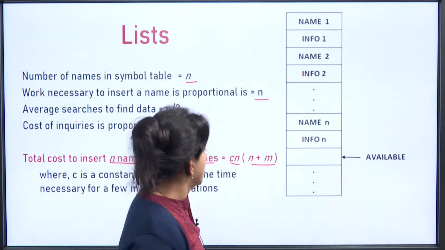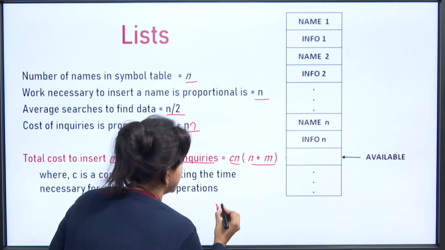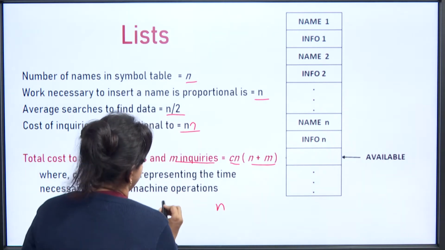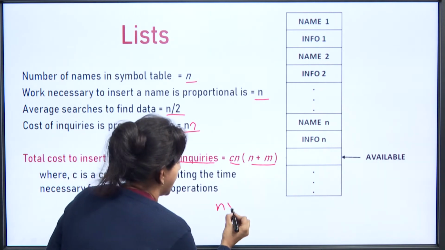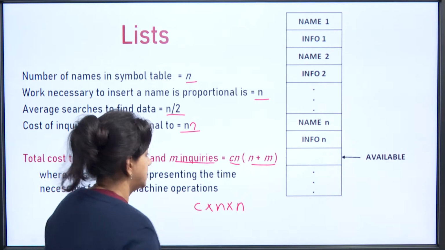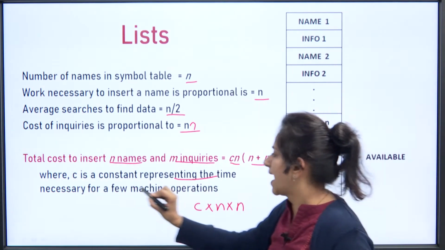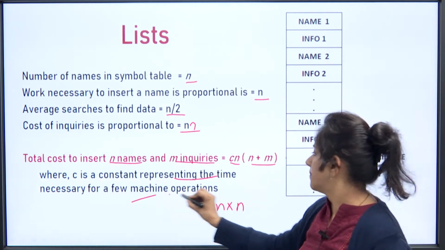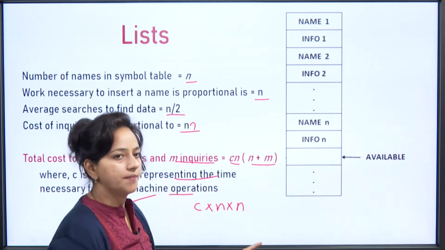How is it actually? Suppose we want to insert some record. For inserting, first we will search, and suppose we need to insert m names. So it will be n into m, and suppose we are multiplying it with some constant C. What is C here? C is a constant representing the time necessary for a few machine operations. So it will be C into n into m.